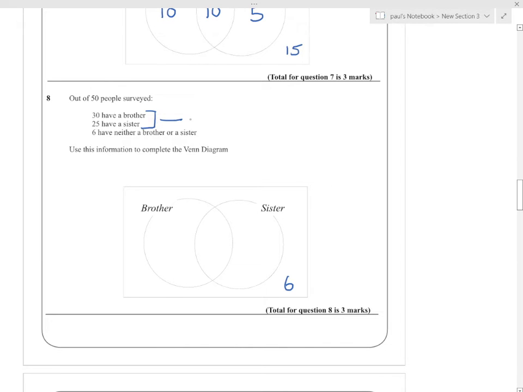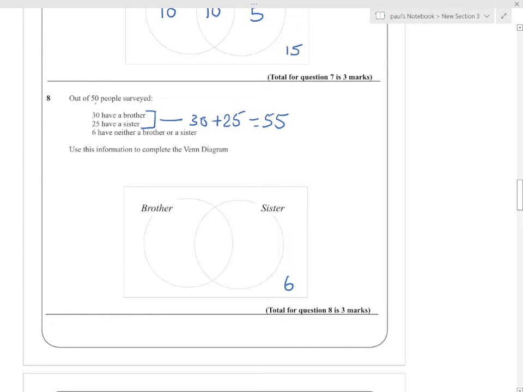People who have brothers and sisters. So 30 and 25 will be 55. Now, there's 55 people. Now, how do we know how many people have both the brother and the sister? So we've got 50 people surveyed and 6.